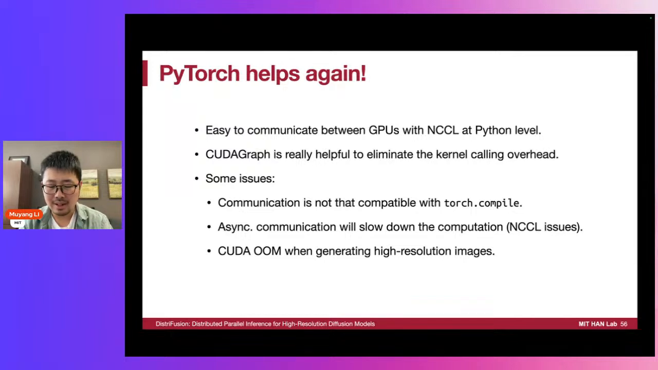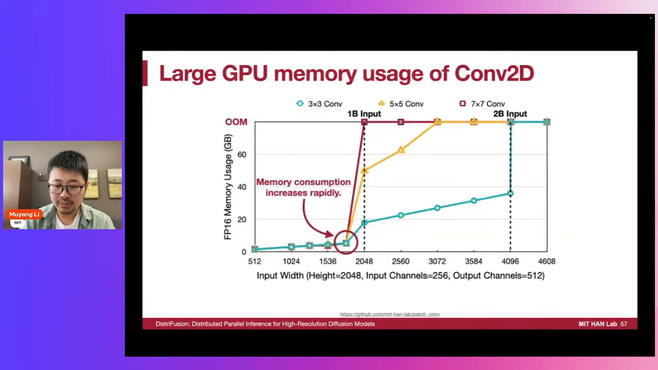And the last one is that we also observe CUDA OOM issues when generating a really high resolution image, as shown in the figure below. The memory demands for the standard PyTorch convolutions will dramatically increase when the input size reaches 1 billion parameters. This may be because of the CUDNN or CUDA implementation, and maybe not because of the PyTorch framework.